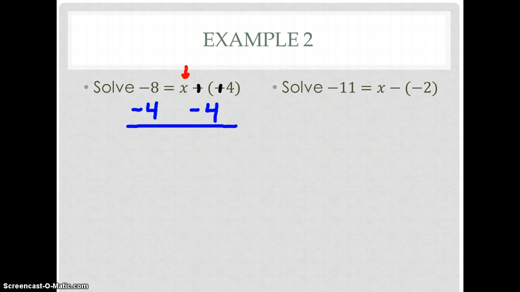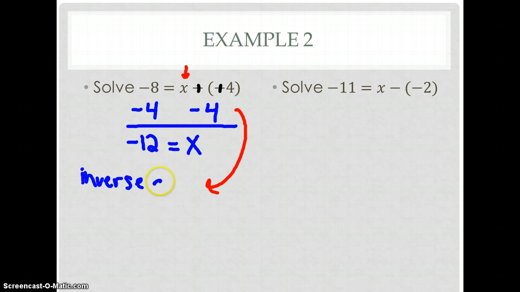Negative 8 minus 4 is negative 12. Since these cancel, I can just write that that equals x. That's how you would see it when you don't put that plus 0 in there. Okay? Subtracting 4 is the inverse of adding 4. That's why we did that. Hopefully that helps you there. If we take a look at the second example, you can even pause and try it on your own first.